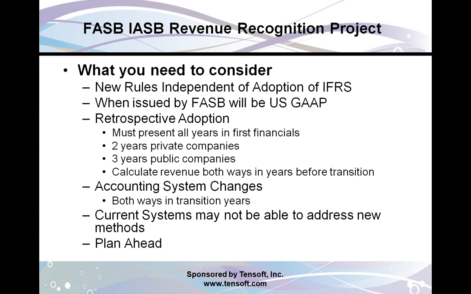You really need to take a look at your accounting systems because you're going to need to be able to do both ways during the transition years or go back and restate. And changing or upgrading your accounting system may not be a trivial exercise. It may take you 18 months or 2 years to scope, procure, and implement. So remember, your current systems may not be able to address all the considerations in the new method, so you really want to be planning ahead.